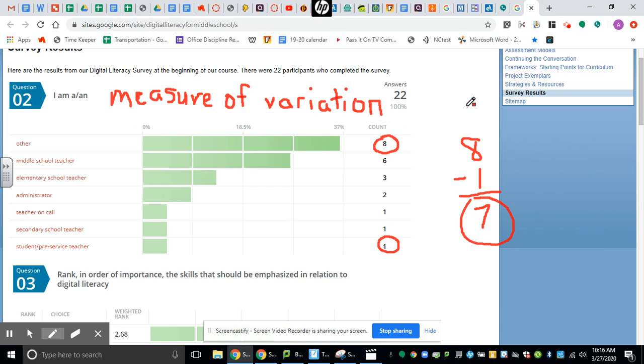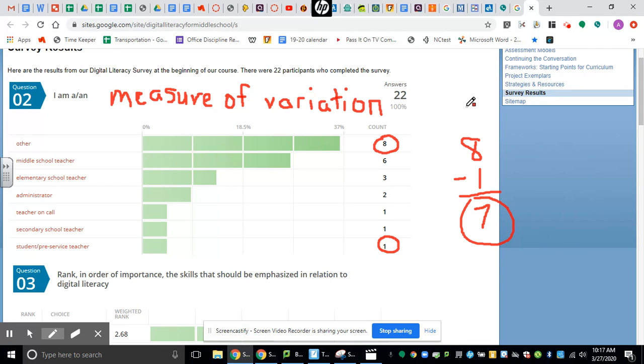So measure of variation, there's a couple of things that fall underneath that. You know, mean, median, and mode are measures of center. Range is a measure of variation, and we're going to learn in a few weeks another measure of variation. But right now, variation means to change. If something varies, is how much does it change?